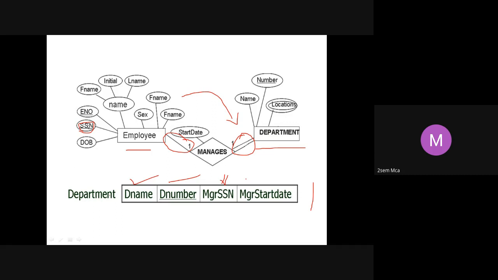So whenever you are converting a one-to-one relationship into a table, don't create any new table for that relation. The point of these 7 steps is that whatever we are showing in the ER diagram should also come into our tables. We cannot simply show it in the ER diagram and not represent it in the table. That is wrong.